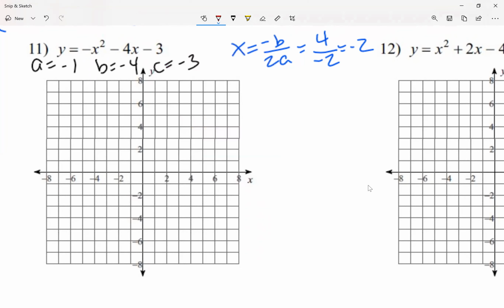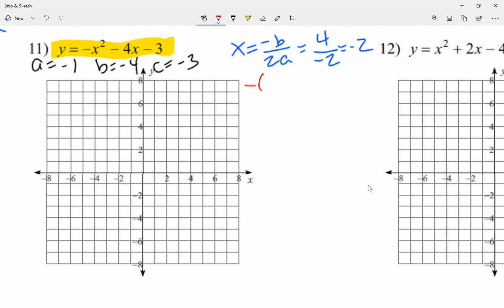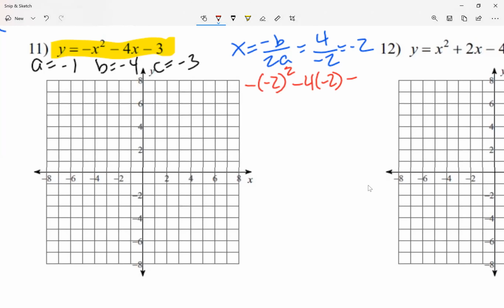Let me find the Y value. Remember, I have to use this equation. Now, I'm not going to write Y equals. I'm just going to write the equation after the equal sign. So there's a negative, and inside parentheses I'm going to put a -2 squared, because remember, X is -2. So that's why inside parentheses I put the -2. There is a negative sign at the beginning that stays outside of my parentheses. And then minus 4 times -2 minus 3.